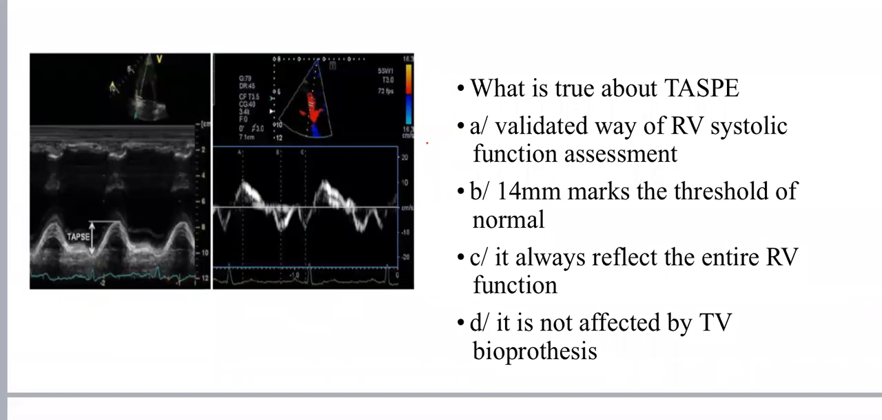So TAPSE is a validated way of RV systolic function assessment. But there are few exceptions. It does not always reflect the RV function. And I want this exception if you know about it. Do you know about any condition that makes regionality in the RV?